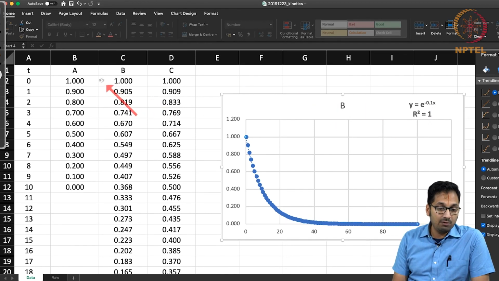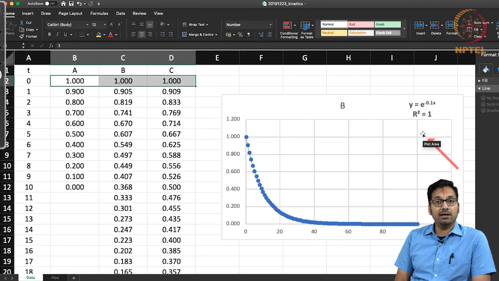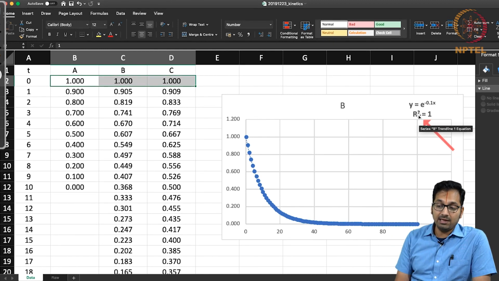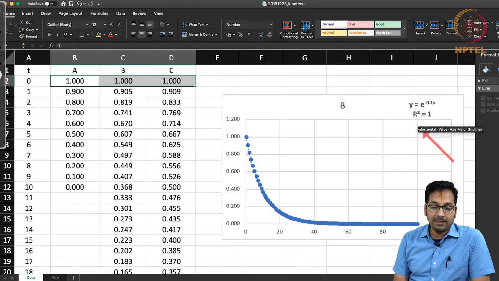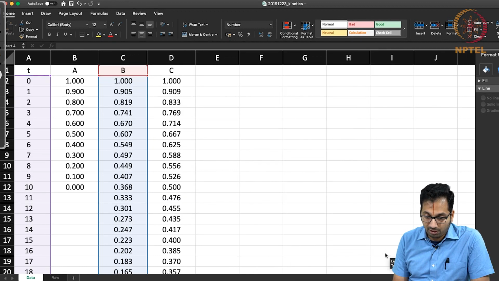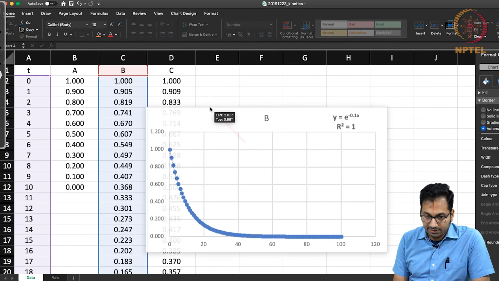Since we are starting with 1 unit of concentration, we are able to realize, this is indeed a first order reaction. And of course, since it's simulated data, you are also able to see the fact that the r square is actually equal to 1. And if you see now the dotted line, you are not even able to see the dotted line because all of them are indeed passing nicely through all the data points.